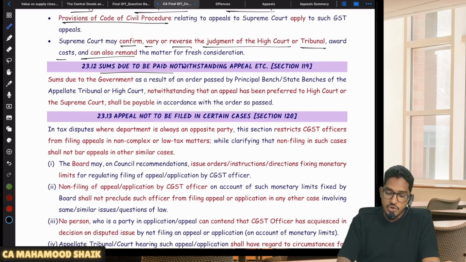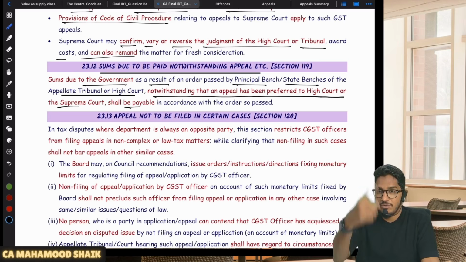Next, sums due to be paid notwithstanding appeal. So what is it? Sums due to the government as a result of an order passed by the principal bench or state bench of the appellate tribunal or High Court, notwithstanding that an appeal has been preferred to the High Court or Supreme Court, shall be payable. That's what I have already told.